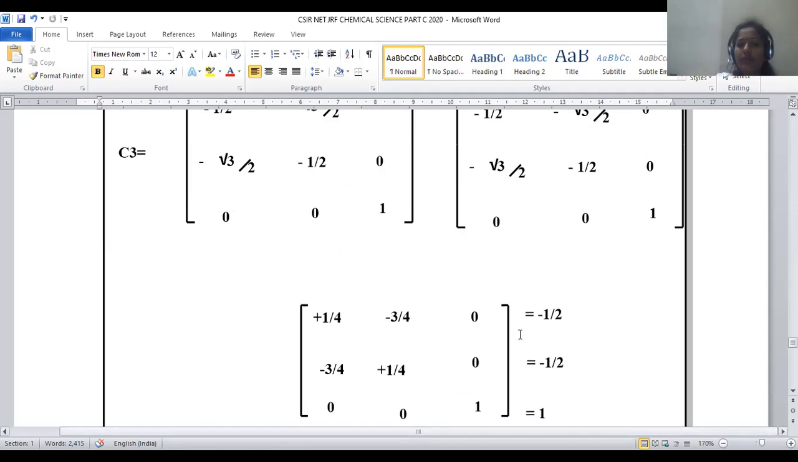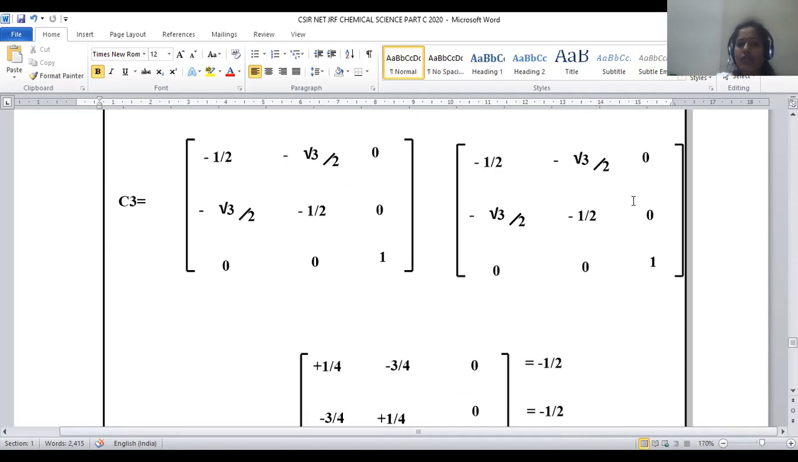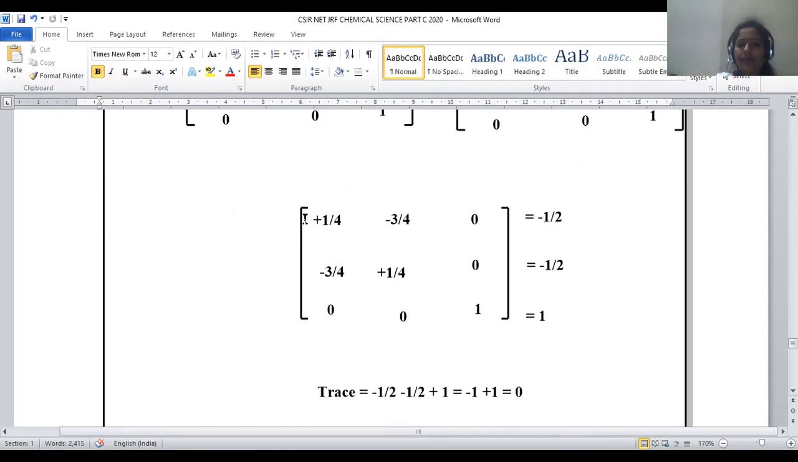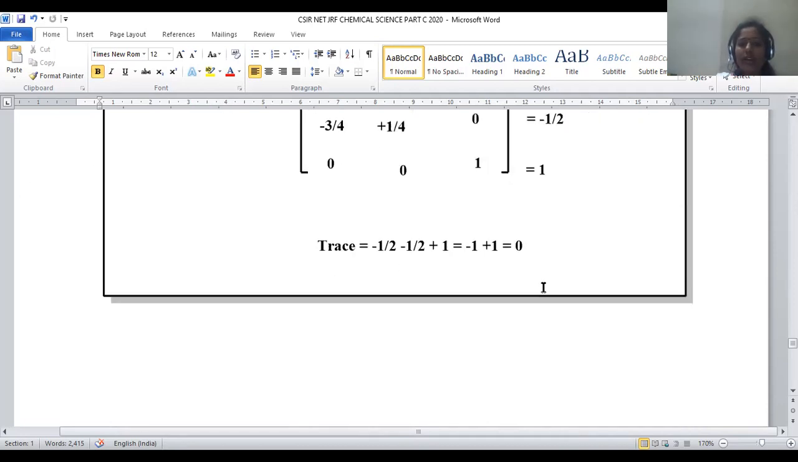0 into 0 becomes 0 only. 1 into 1 becomes 1 itself. Right? Plus 1 by 4 minus 3 by 2 becomes minus 1 by 2. Then minus 3 by 4 plus 1 by 4 becomes minus 1 by 2, 0, 0, 1. This is the product of C3 square.